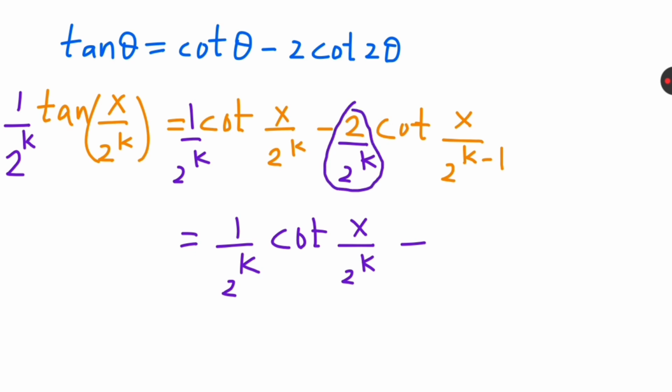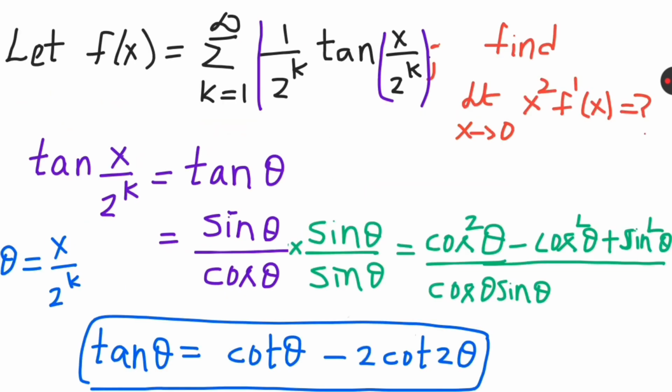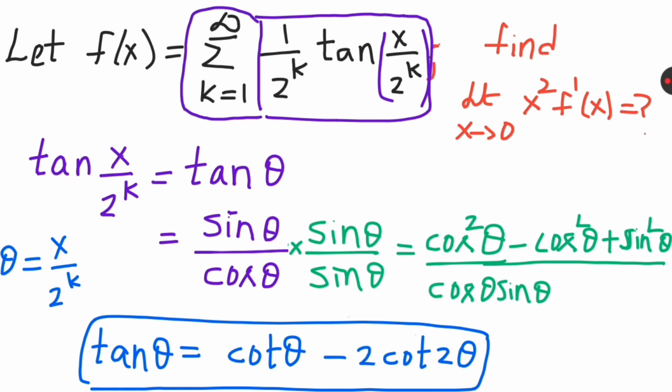This one also we can write as 1 over 2 raised to the power of k minus 1. So then what we are left with is cot x over 2 raised to the power of k minus 1. So that is nothing but 1 over 2 raised to the power of k, tan x over 2 raised to the power of k. We finish this. So now we need to take this summation, k equal to 1 to infinity.